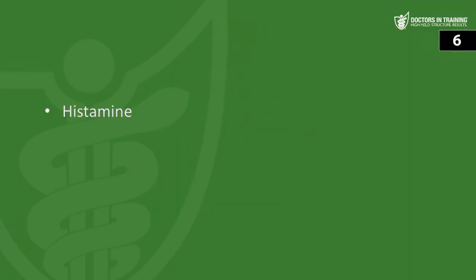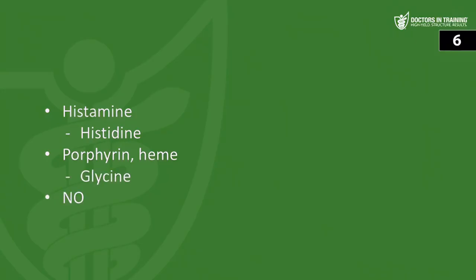Next, what amino acid is a precursor for the following molecules? This is the tough stuff. So first we have histamine. Remember, the precursor is histidine. Next we have porphyrin and heme. So remember, the precursor there is glycine. Nitric oxide, the precursor there is going to be arginine. The neurotransmitter GABA, so the precursor there is glutamate.